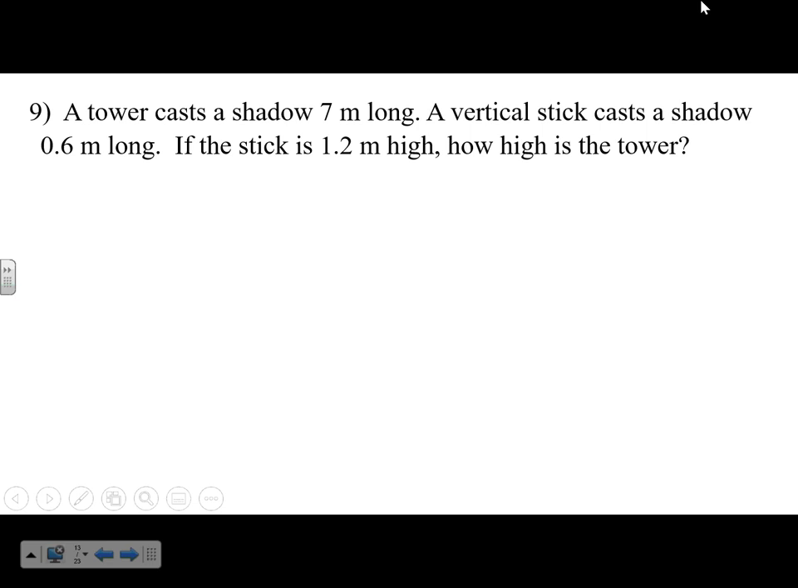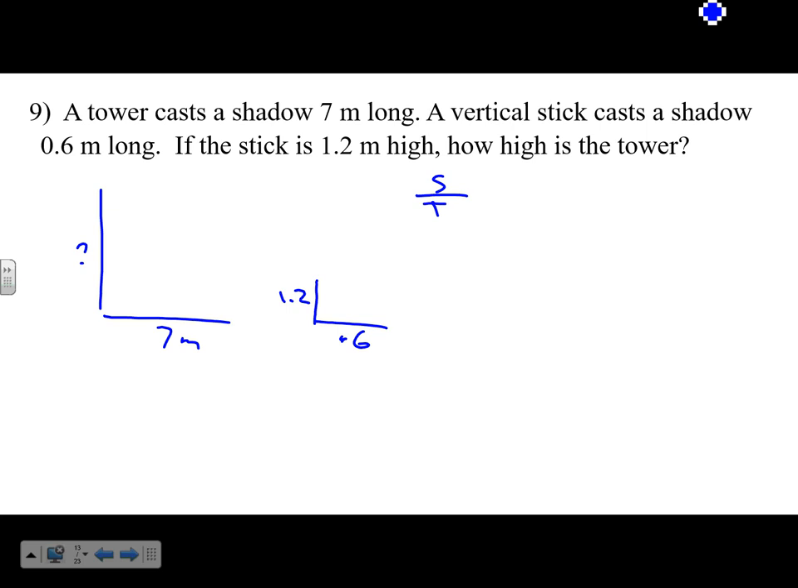Let's see, so another one. A tower casts a shadow 7 meters long. So we have a tower. A vertical stick casts a shadow that's 0.6 meters long and is 1.2 meters high. How tall is the tower? Again, we have our stick and we have our tower. Our stick is 1.2 tall. We don't know how tall the tower is. The shadow for the stick is 0.6. The shadow for the tower is 7.